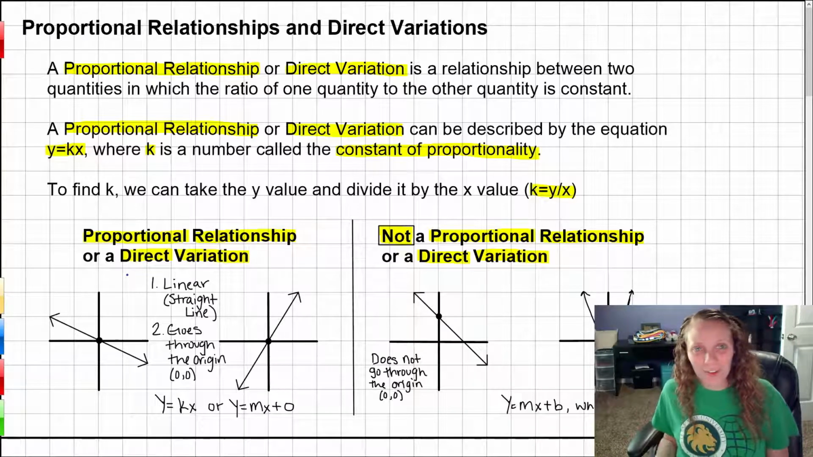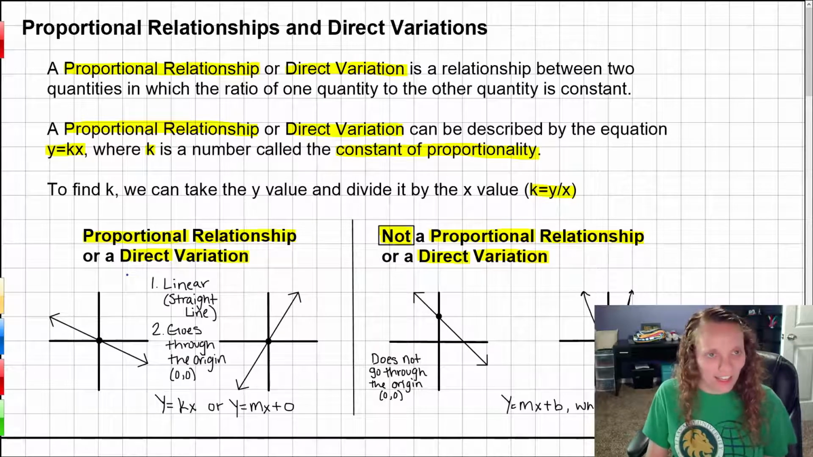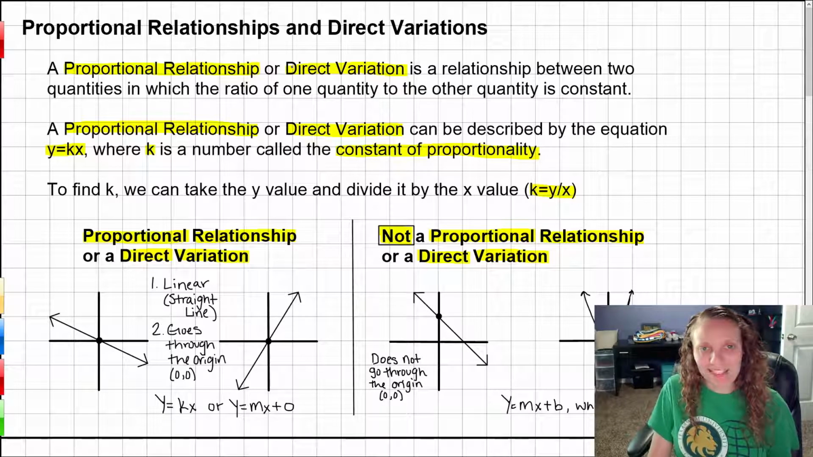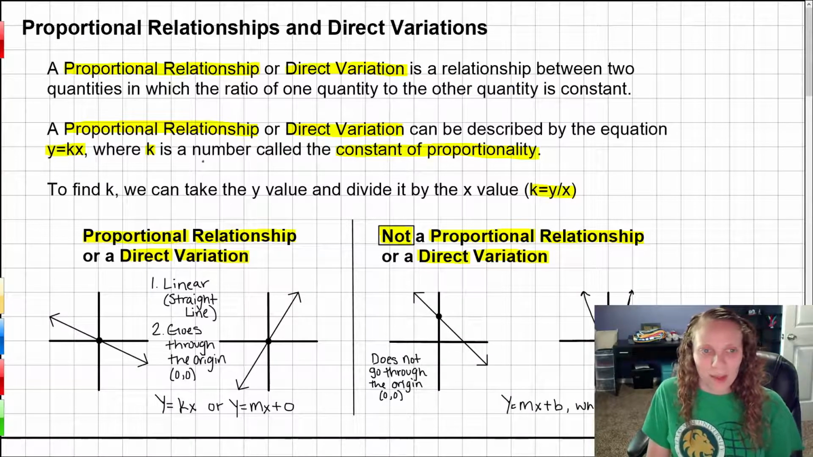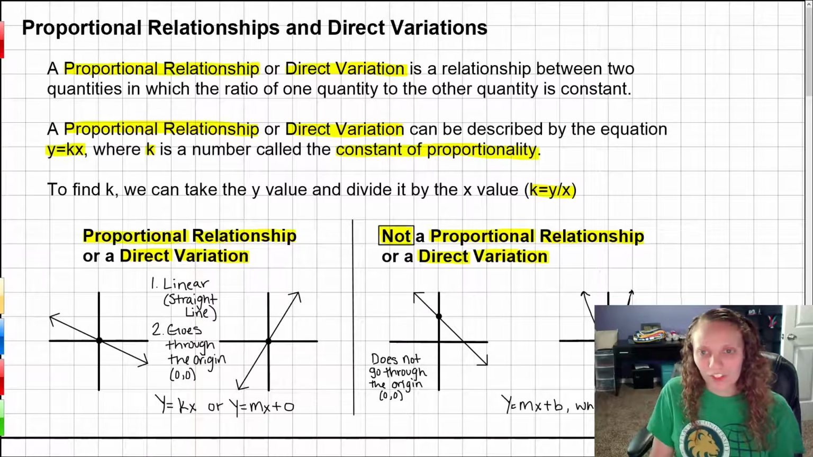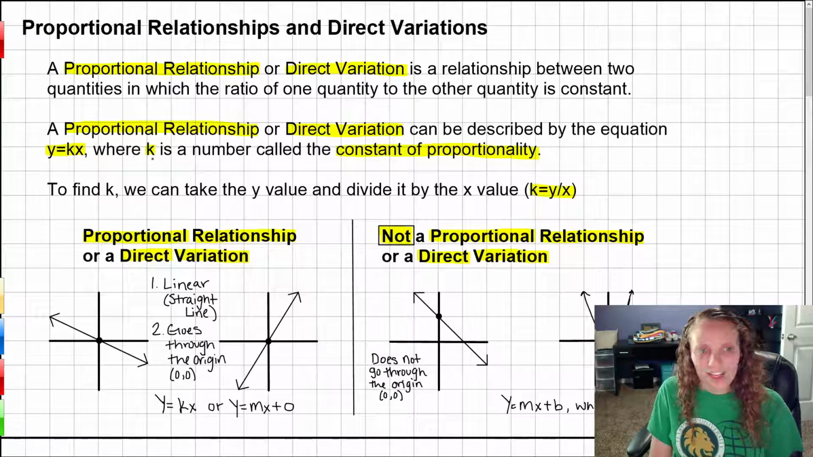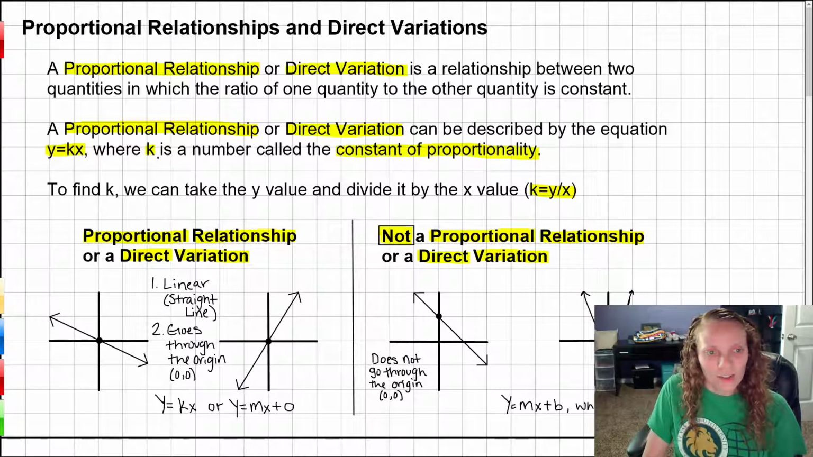Hey guys, today we're going to be looking at proportional relationships and direct variations. A proportional relationship is the same as a direct variation. They have a relationship between two quantities in which the ratio of one quantity to the other is constant. A proportional relationship or direct variation can be described by the equation y equals kx, where k is a number called the constant of proportionality. You can also think of k as slope.